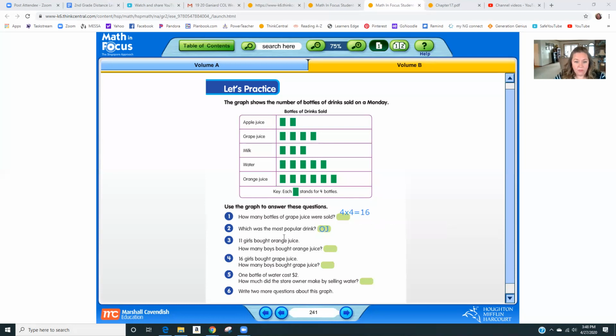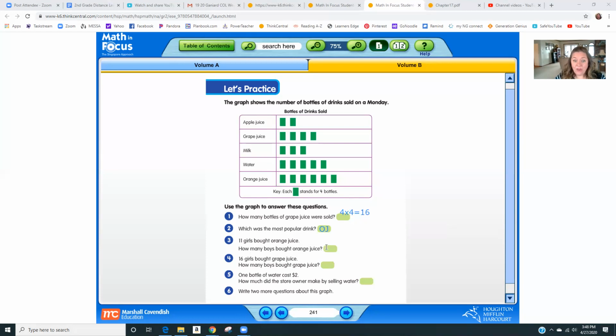Okay, so number 3 says 11 girls bought orange juice. How many boys bought orange juice? What do we have to do to solve this problem? With some of the questions, you're going to have a multi-step problem here.